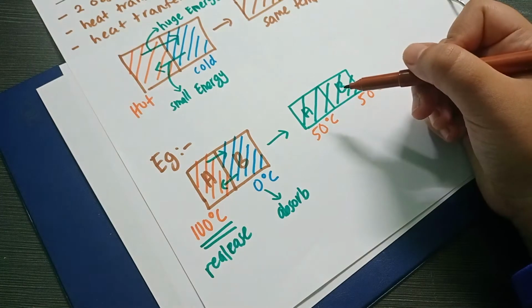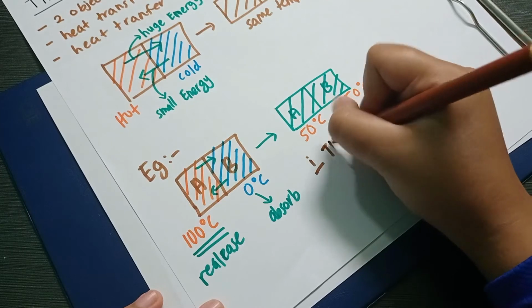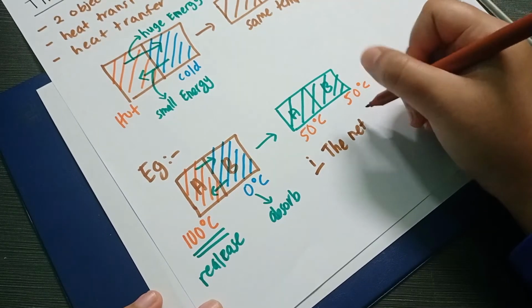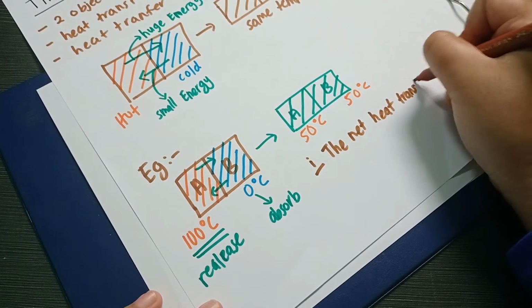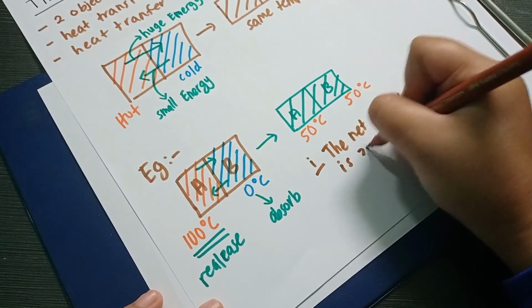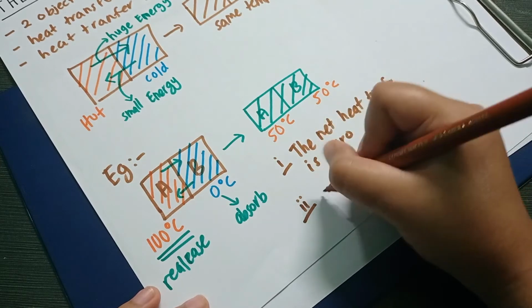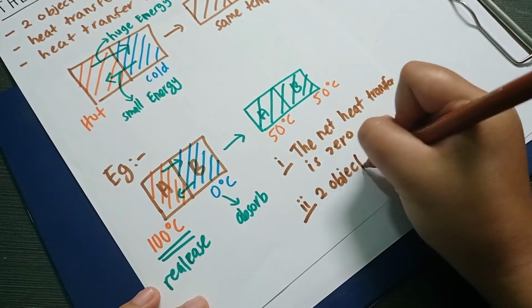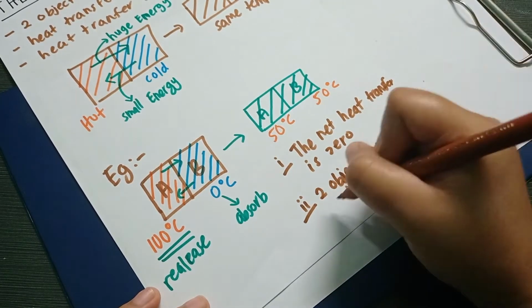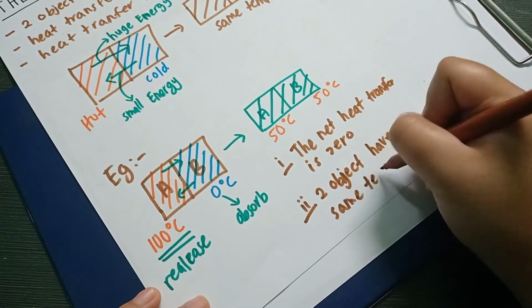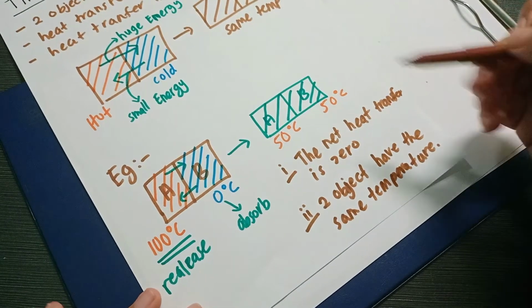So as a conclusion, we can write that the first point is the net heat transfer is 0, and the second one, two objects have the same temperature. Now this is the conclusion for this example.